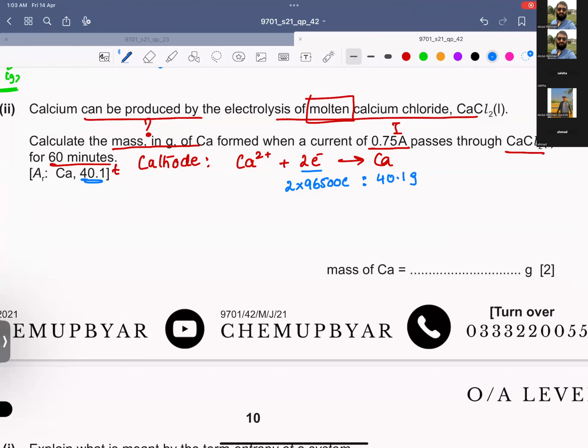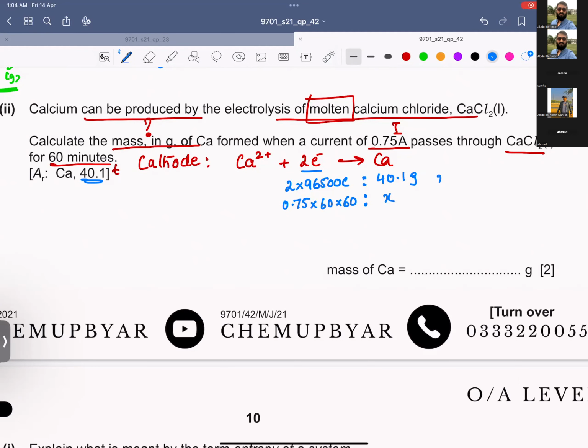Okay, then during the experiment, the coulomb charge that is passed is equal to 0.75 ampere current times 60 minutes, which I have to multiply by 60 to convert into seconds. So this is the coulomb charge, and for that much coulomb charge, how much mass of calcium is produced? That would be X.